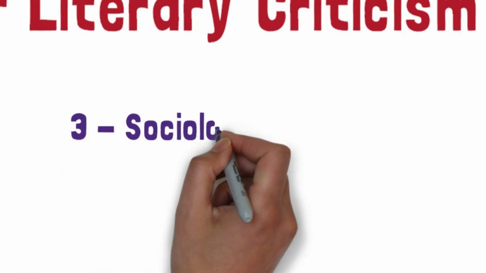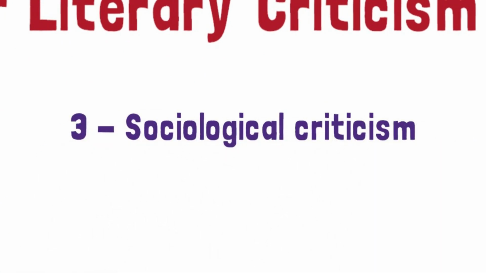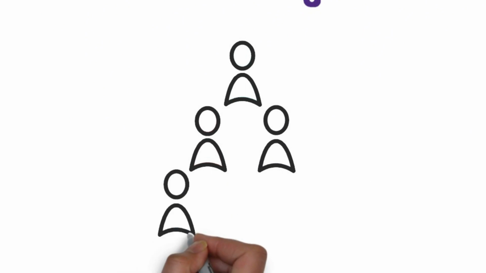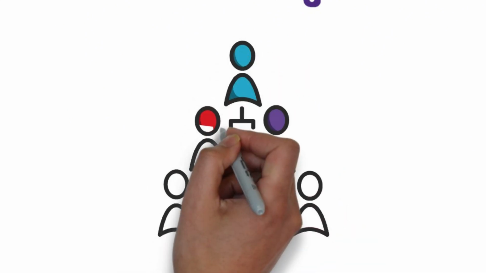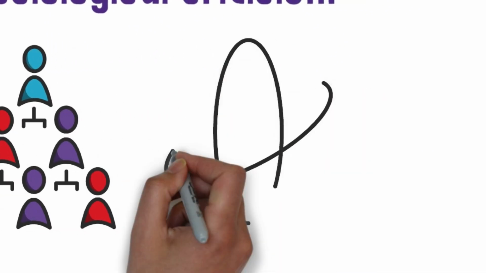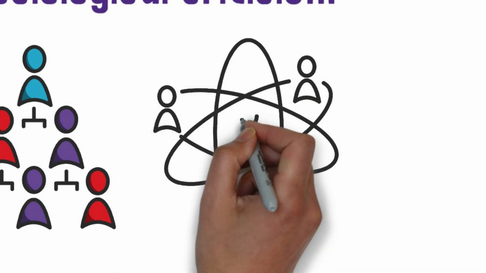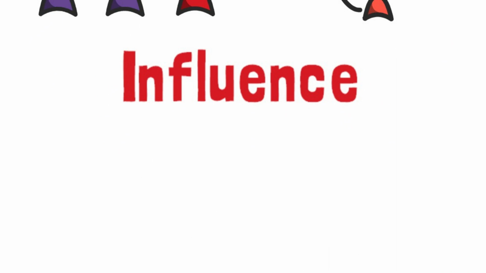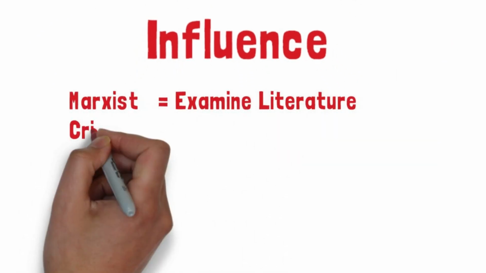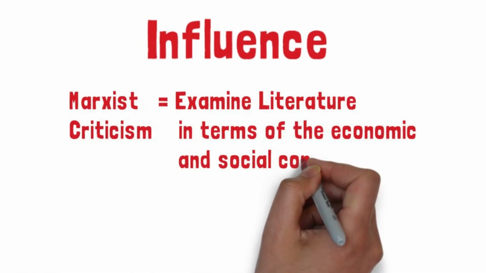Number three is sociological criticism. This approach focuses on the social, as the name suggests, and the cultural factors that influence a literary work. One form of sociological criticism is Marxist criticism, which examines literature in terms of the economic and the social conditions.